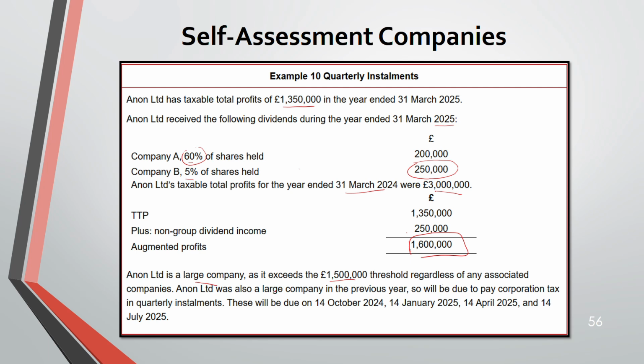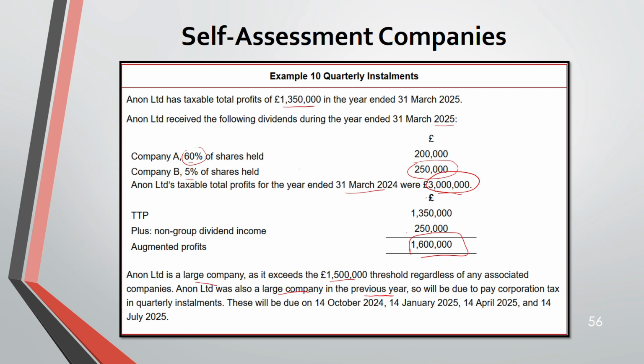If you see, in the previous year, he was having a TDP of what? 3 million. This is to understand the previous year. So Anon was a large company in the previous year also. So they can't escape the quarterly installments. They have to pay. So they will be corporation tax quarterly installments.